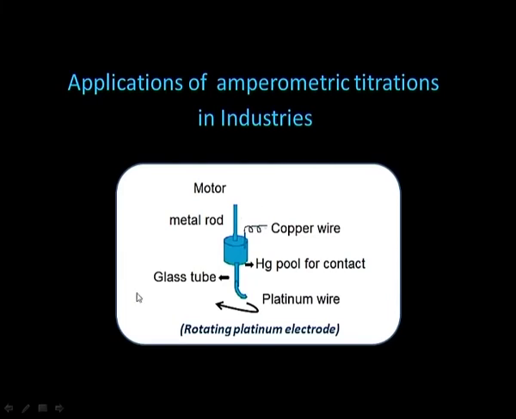Let us have a look at the rotating platinum electrode. We have a glass tube at the bottom to which the platinum wire is fused, and for connection purposes a mercury pool is provided, which provides a connection with the platinum wire, and one end of this pool provides a copper wire for connection purposes. The metal rod is then connected to a motor which rotates the electrode at a fixed speed of about 600 to 700 rpm.